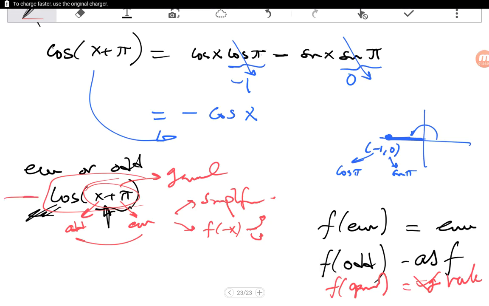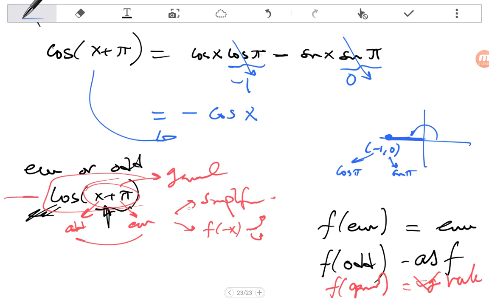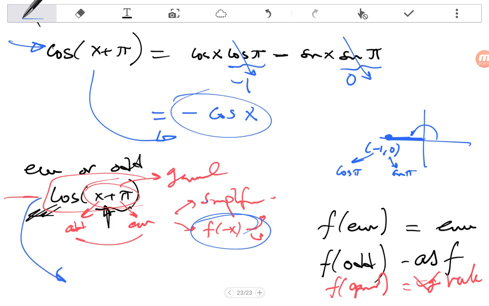In this case, what is more suitable for me? To make a simplification or to just compare f of x with f of minus x? I've just learned a simplification like this. So this function is just equal to negative cosine x. We have just made the simplification in the previous problem.